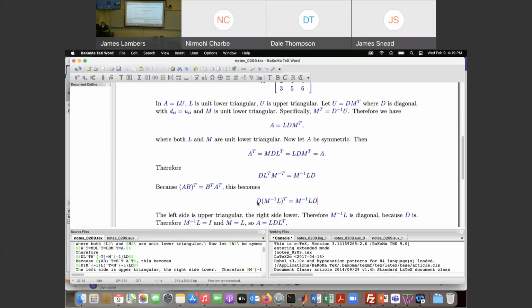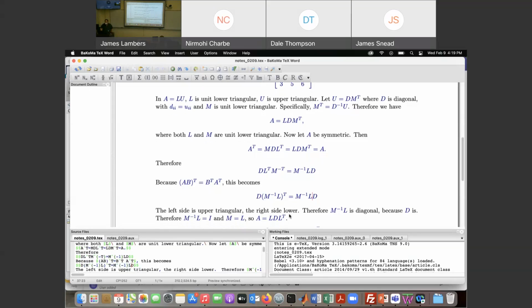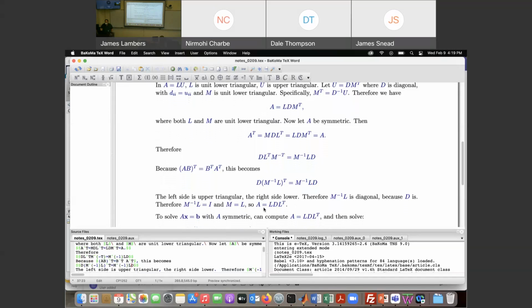D is already diagonal, so that means that M inverse L has to be a diagonal matrix. But M and L are both unit lower triangular, so the diagonal is all ones. So not only is this diagonal, it's the identity. So M and L are equal. And now we have this factorization, A equals L D L transpose.